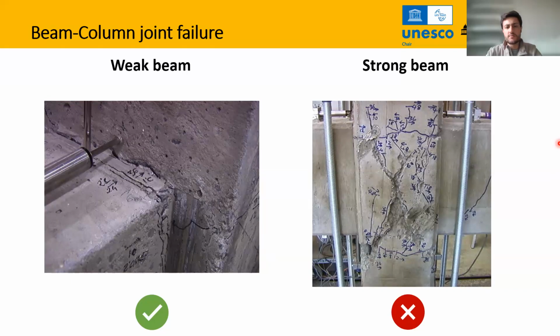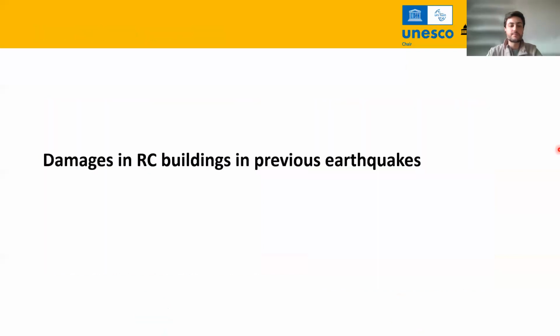Before that, we can see in this picture an example of how a weak beam behaves. In here, we have a crack over here and some yielding of the internal rebars, which is exactly what we wanted. And this is what we do not want: when the beam is too strong, all the damage will be located in the joint or in the column. So we need to avoid that type of behavior.